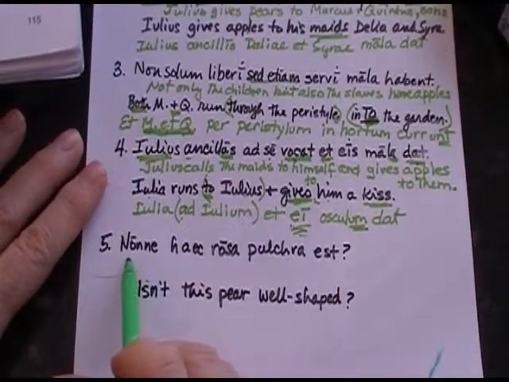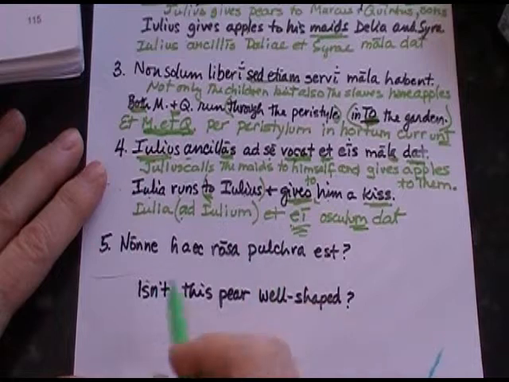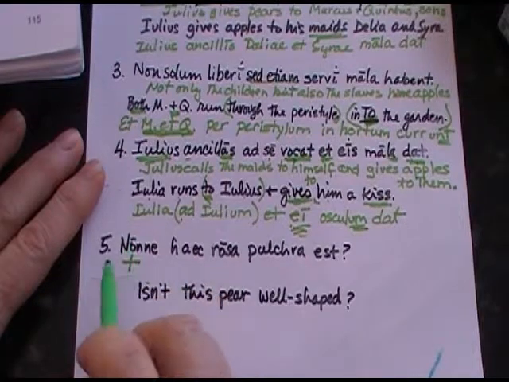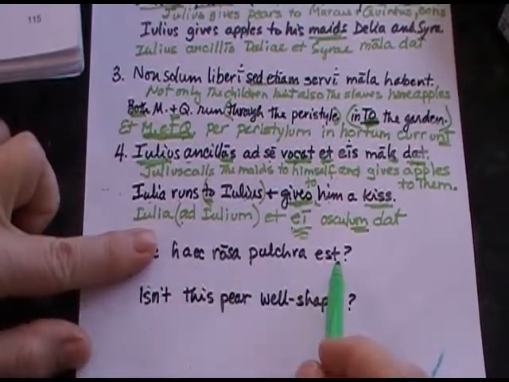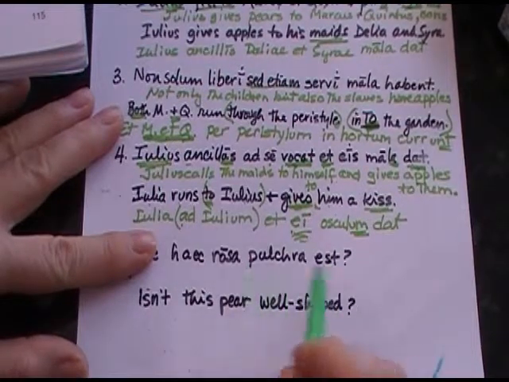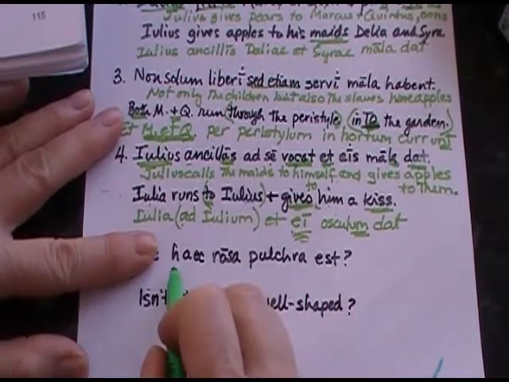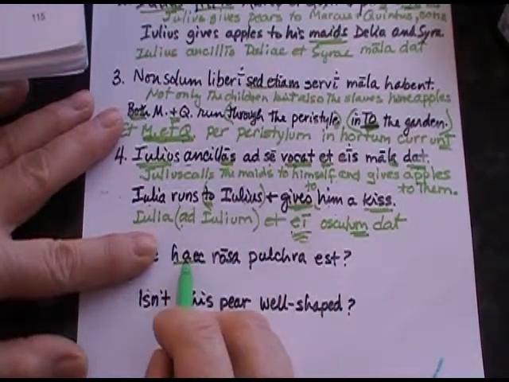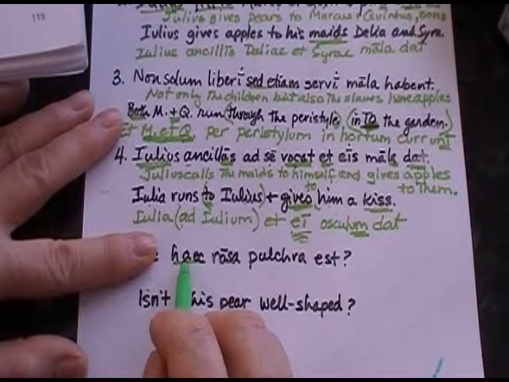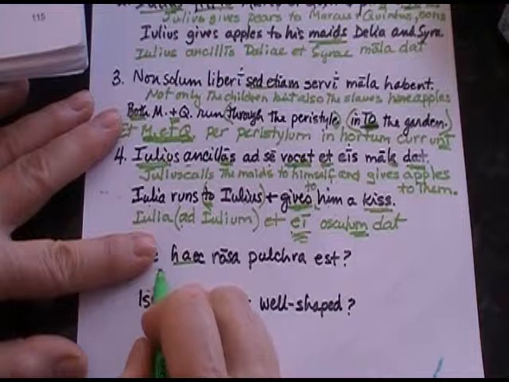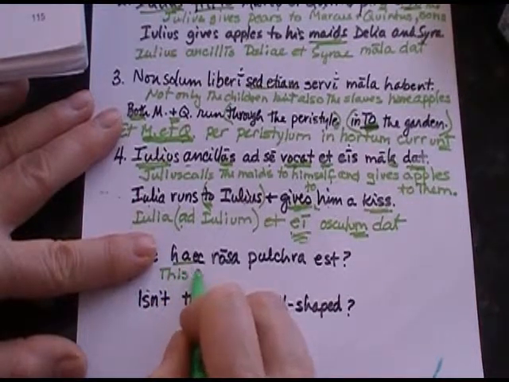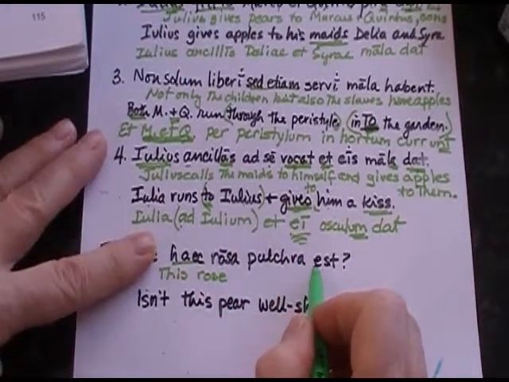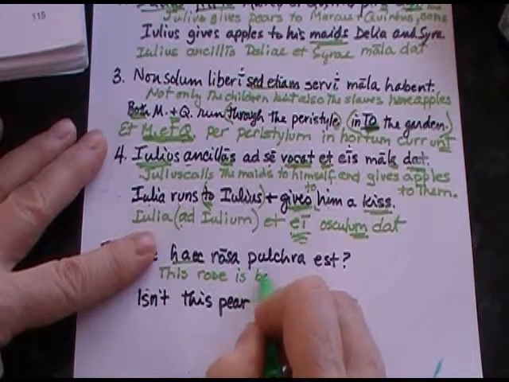Okay, number 5. Nonne haec rosa pulchra est. Nonne is our question word, and it's the one that's 2 syllables, nonne. So we know that everything after this is just said in a positive way, hoping that you'll agree. So, haec rosa pulchra est. This is the feminine singular form of the word this. This rose, haec rosa, is beautiful.